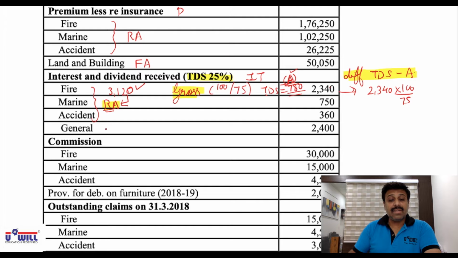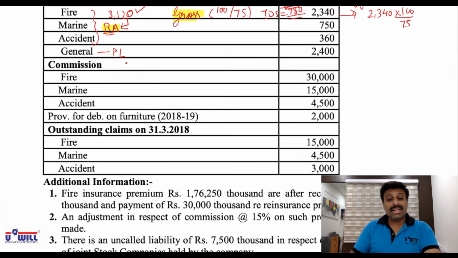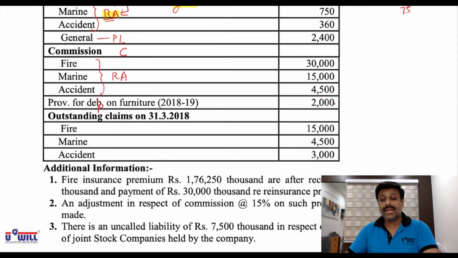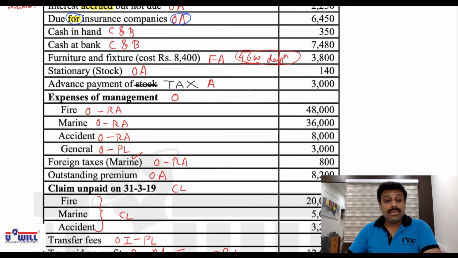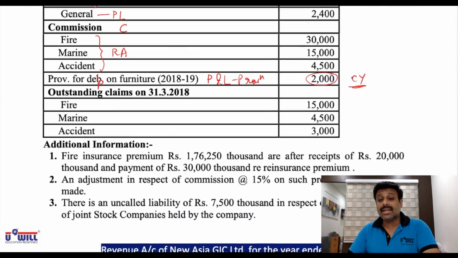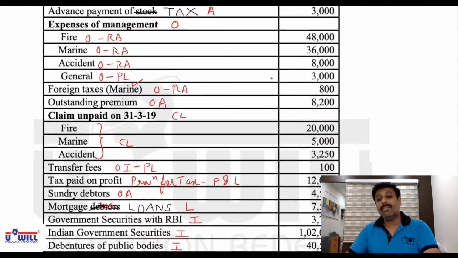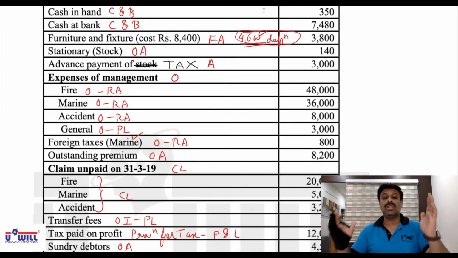Further, these three will come in the revenue account and this one will come in the P&L account, general amount. Commission marked as C will come in the revenue account. Provision for depreciation on furniture 18-19, 2000, will come in the P&L account in provisions. You can also say this is the current year's provision. If the difference of furniture and fixture was coming to 4600, out of 4600 the current year's depreciation is 2000 and the past years' accumulated depreciation would be 2600.